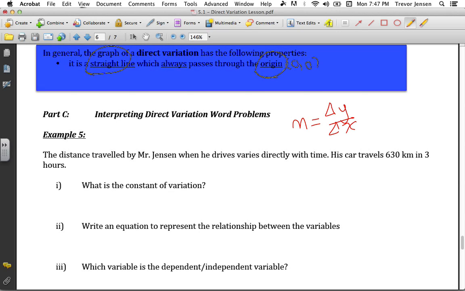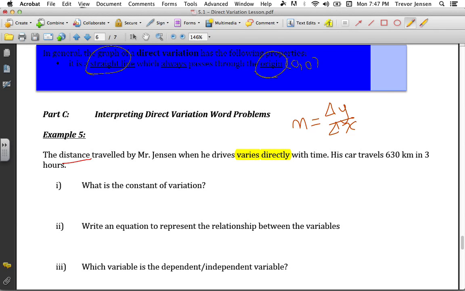So let's look at this. Distance traveled by me when I drive varies directly with time. So I've given you the fact that it's a direct variation relationship. Varies directly. And that means, remember, you can think of that as saying depends upon. So my distance traveled depends upon time. That's what varies directly with time means. So my two variables are distance and time.